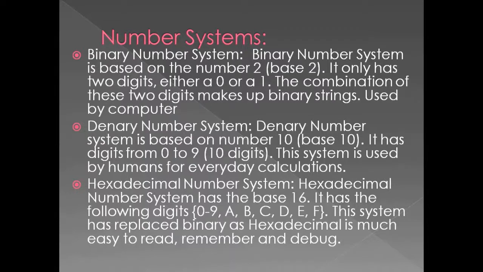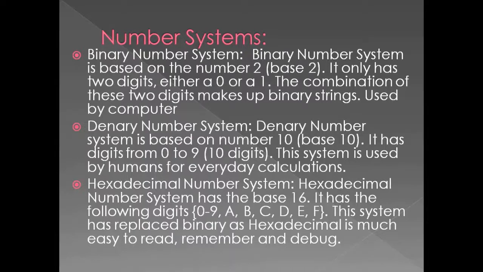Before we start with the conversion between the number systems, that is the major portion of the syllabus, let's first briefly discuss what these number systems are and where they are used, because sometimes the examiner asks these type of questions. The binary number system is based on the number 2, or you can say it has the base 2. It only has 2 digits, either a 1 or a 0, because a computer or a processor cannot understand anything else. The combination of these 2 digits make up binary strings, and it is strictly used by computers. It is very difficult for humans to remember, read and write.